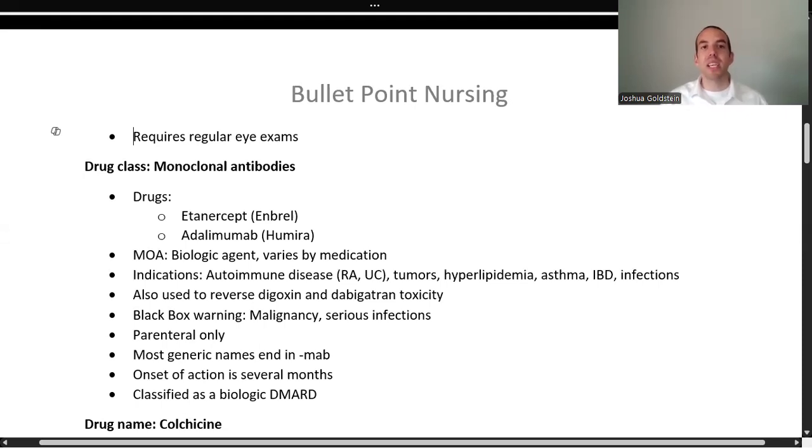Next, we have the next step up. So far for RA, we talked about non-pharmacological interventions. Actually, we didn't, but there are non-pharmacological interventions for RA.